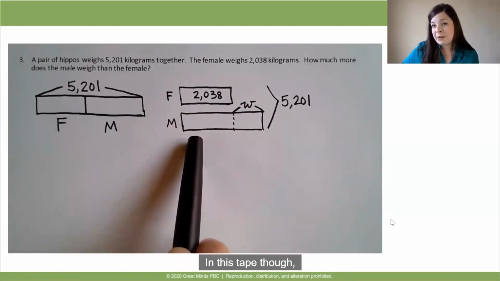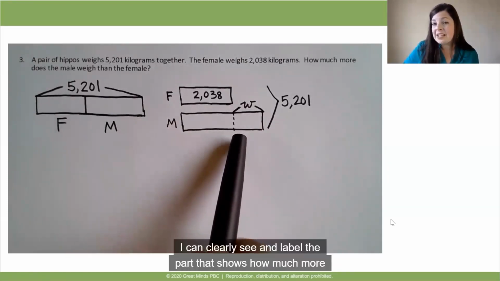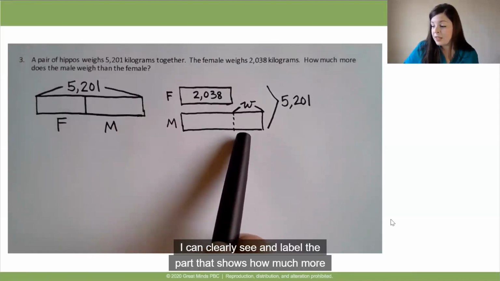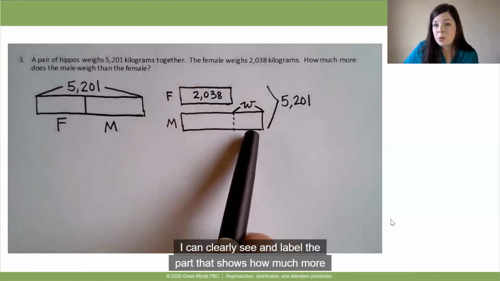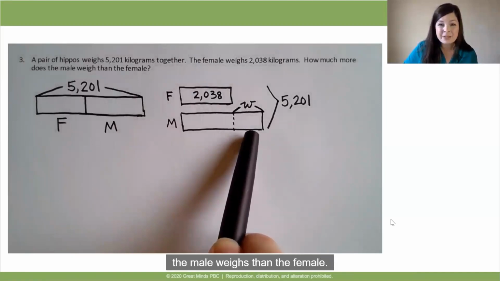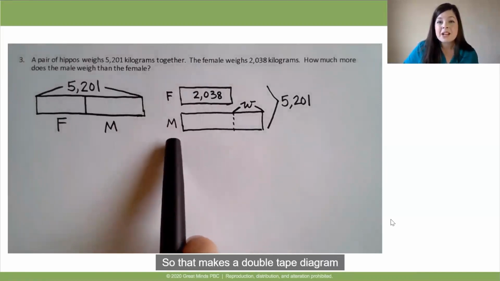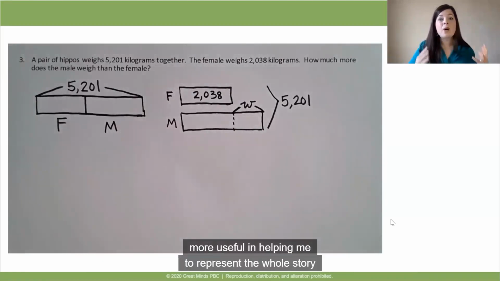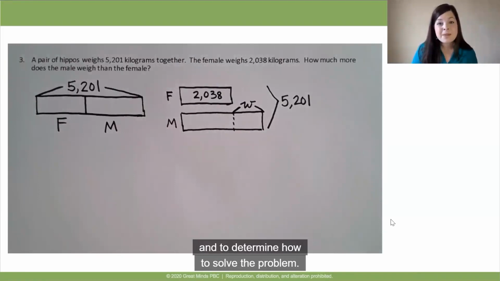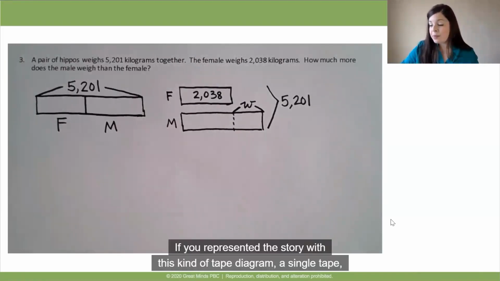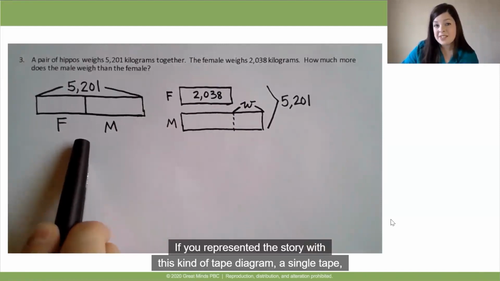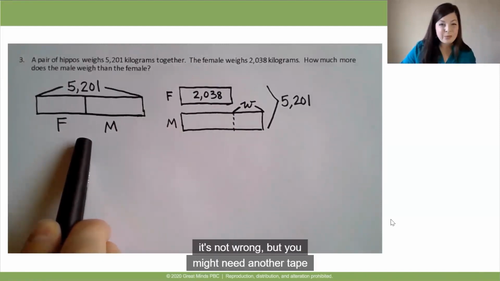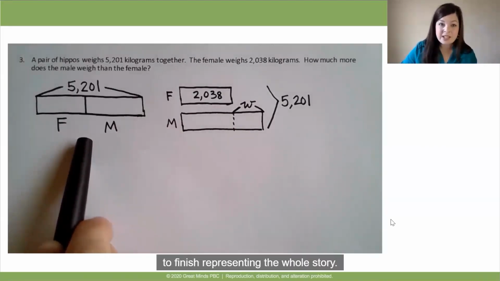In this tape, though, I can clearly see and label the part that shows how much more the male weighs than the female. So that makes a double tape diagram more useful in helping me to represent the whole story and to determine how to solve the problem. If you represented the story with this kind of tape diagram, a single tape, it's not wrong, but you might need another tape to finish representing the whole story.